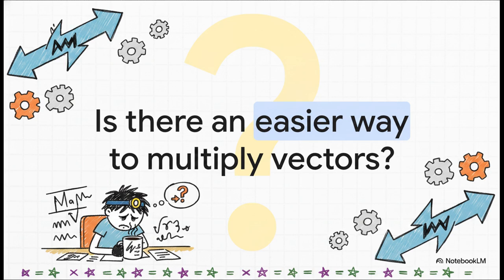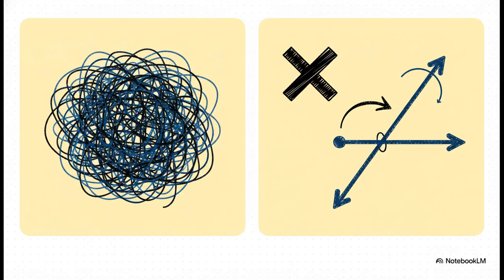Is there an easier way to multiply vectors? Like, is there a cheat code to just bypass this complicated, messy expansion? Well, I am thrilled to tell you that yes, there absolutely is. Behold the elegant solution, polar form. We just looked at the messy expansion of rectangular multiplication, right? But look at polar multiplication.